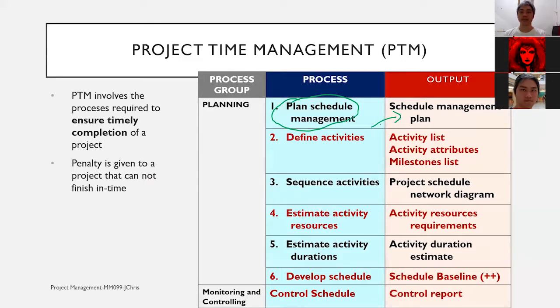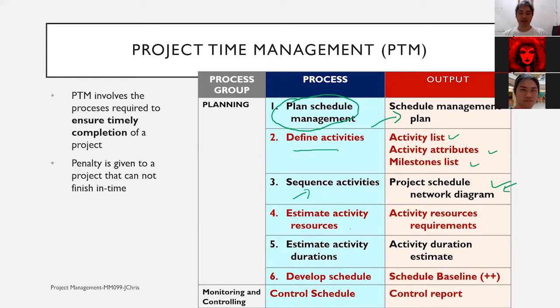So if we do plan schedule management, the output is the schedule management plan. If we're doing define activities, then we have the activity list, activity attributes, and milestone list. If we're doing sequence activities, then we have the project schedule network diagram. We're going to cover this later on.